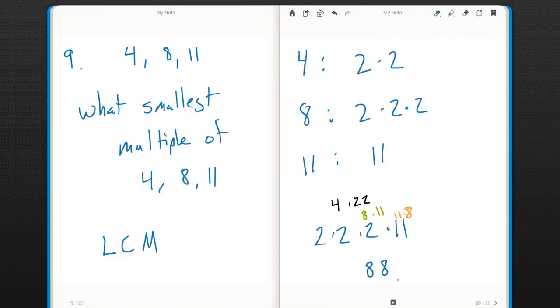That's the smallest number that I can come up with that all of those numbers will go into evenly because it's the least common multiple, and that's what we mean. A multiple is what we mean when we say it's divisible by another number.